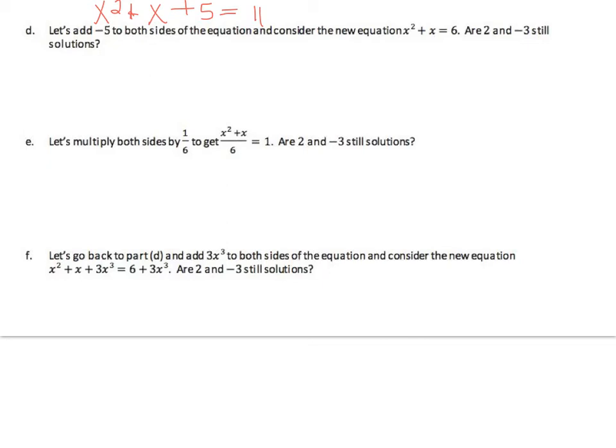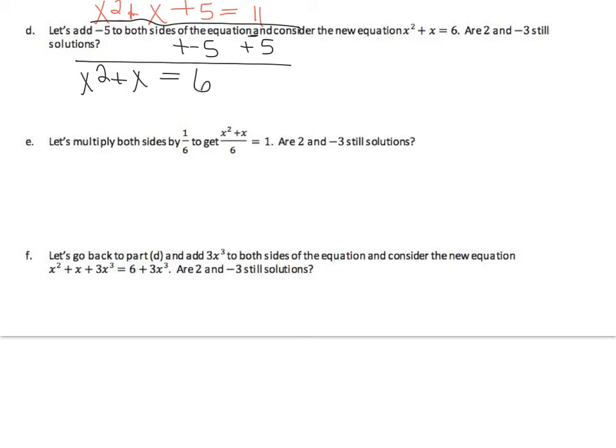Okay, going back to that equation on the previous slide, let's add -5 to both sides of the equation. So I'm grabbing this equation and I'm adding -5 to both sides. I have x squared plus x equals, that would be a -5, sorry, 6.